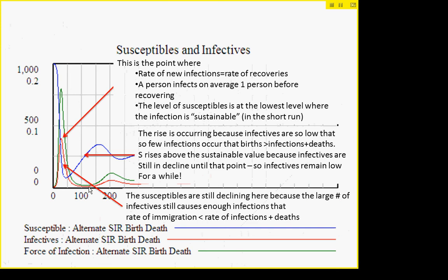So infectives remain low for a while, and that allows this to overshoot its sustainable value, and that sets the stage for another outbreak. That sets the stage for another sort of sudden increase in the number of infections occurring. And these delays have key roles to play.